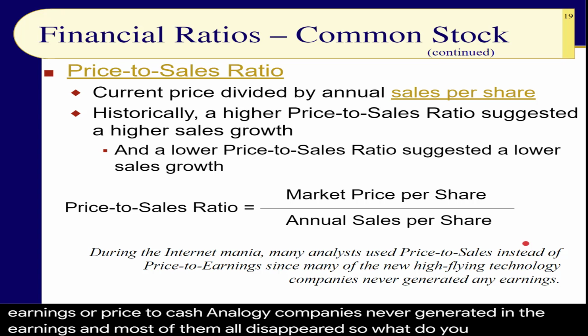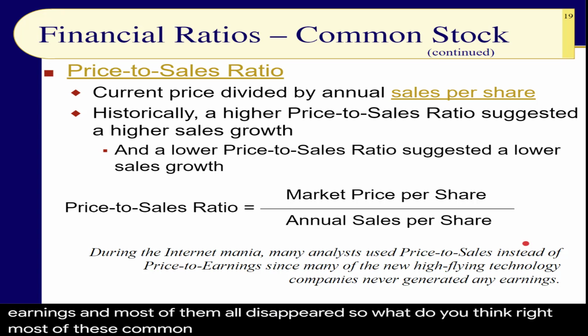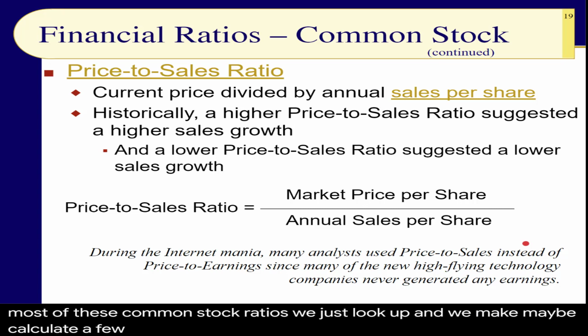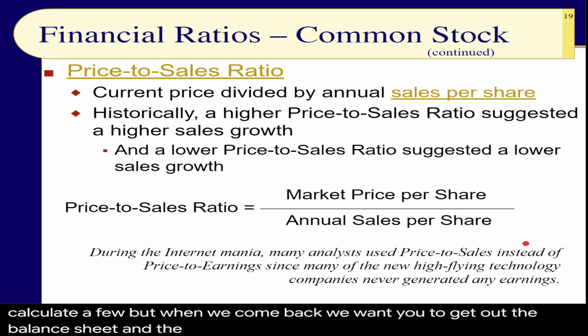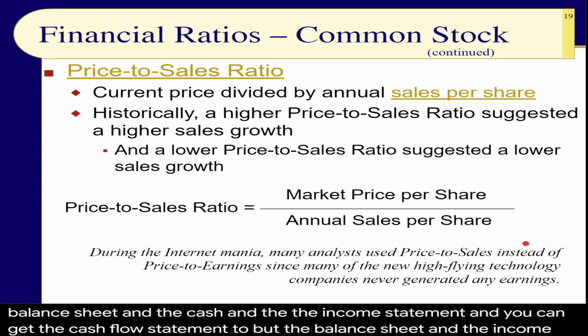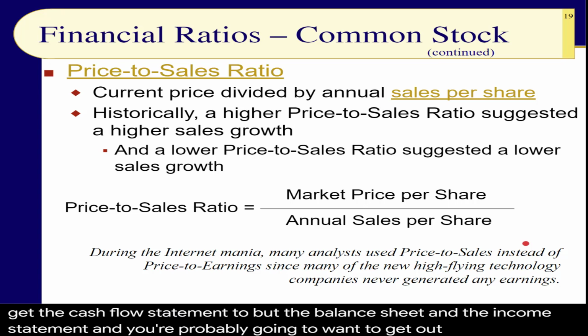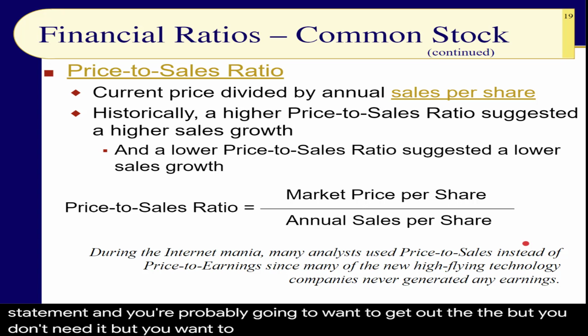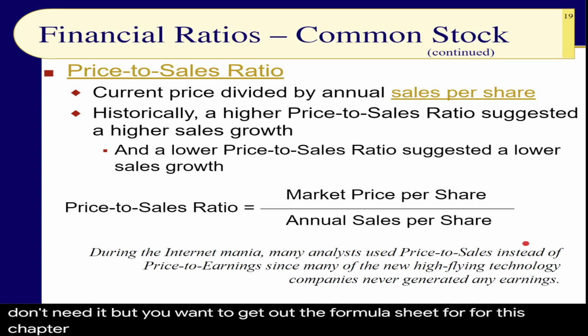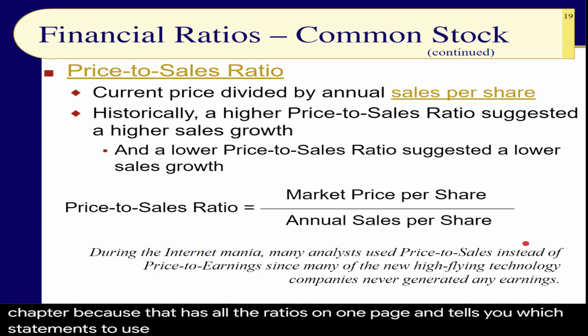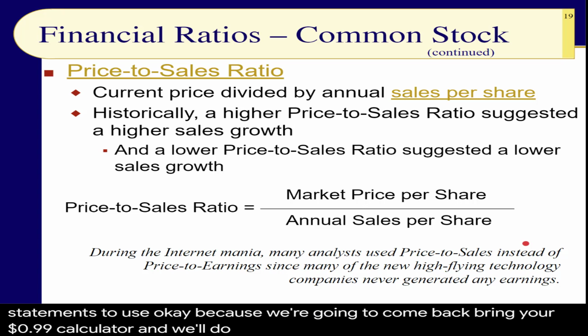So, what do you think, right? Most of these common stock ratios we just look up and we maybe calculate a few. But when we come back, we want you to get out the balance sheet and the income statement, and you can get the cash flow statement too. You're probably going to want to get out the formula sheet for this chapter, because that has all the ratios on one page and tells you which statements to use. Okay, because we're going to come back, bring your 99-cent calculator, and we'll do some of these calculations.